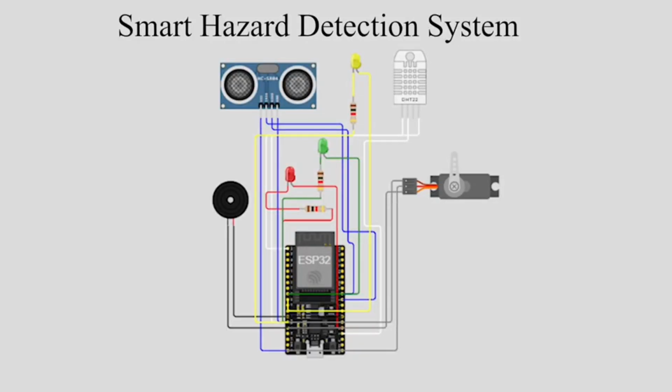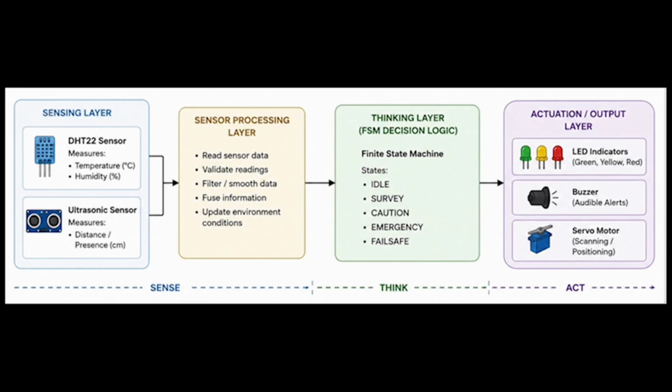Hi, I'm Lachlan Roche, and this project is our Smart Hazard Detection System developed for the Programming for Robotics course using the Embedded Intelligence WOKWI option. Our system is designed to monitor environmental conditions in real time using an ESP32 microcontroller, a DHT22 temperature and humidity sensor, and an HC-SR04 ultrasonic sensor.